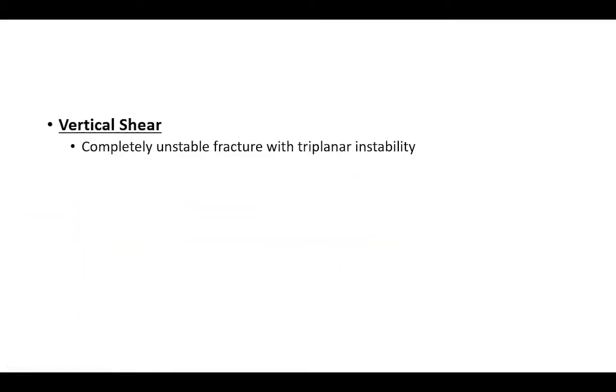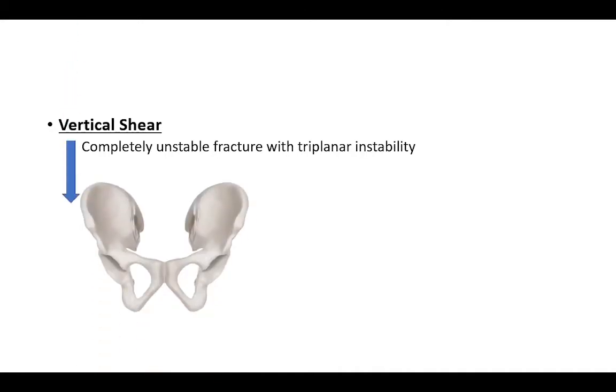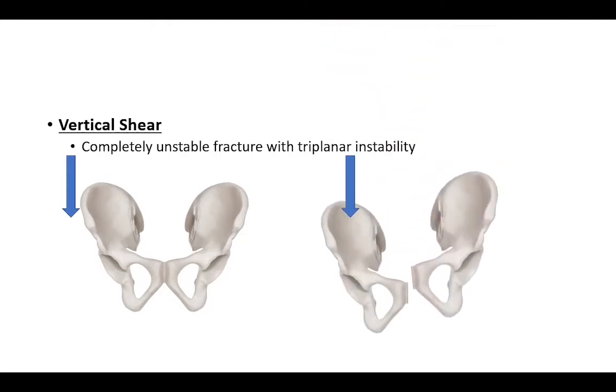Vertical shear is a completely unstable fracture with triplanar instability. In this, a vertical force, either superior inferiorly or inferior superiorly, disrupts the pelvis in such a way that all the ligaments are disrupted, leading to a very unstable pattern.